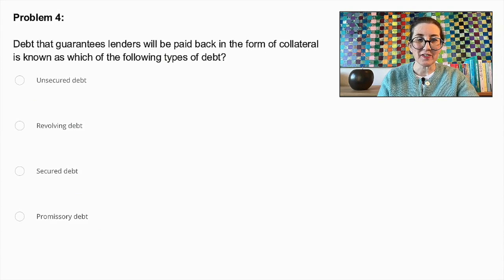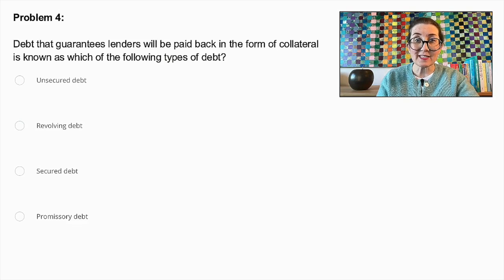Problem number 4. Debt that guarantees lenders will be paid back in the form of collateral is known as which of the following types of debt? Unsecured debt, revolving debt, secured debt, or promissory debt.